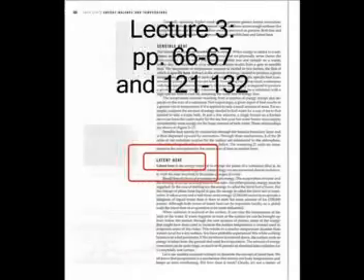The third lecture of ATS 113's second unit is about moisture in the atmosphere, and it's going to come from two sections of the book, pages 66 and 67, and then at 121 through 132. The first two pages up here are about latent heat.